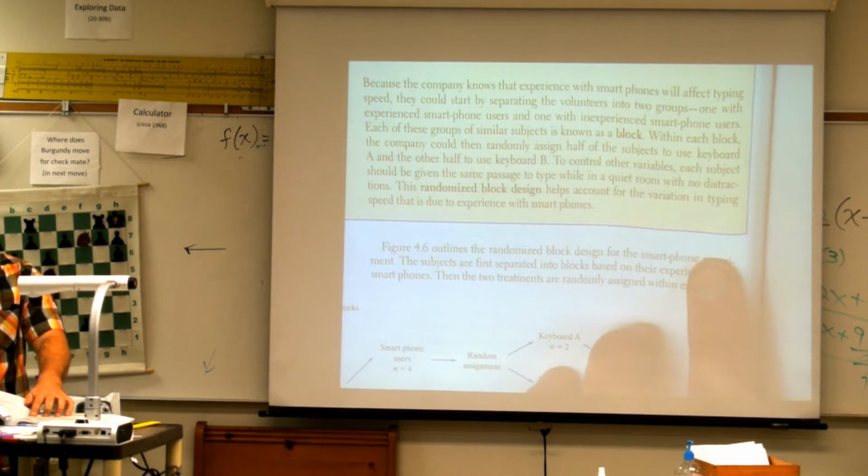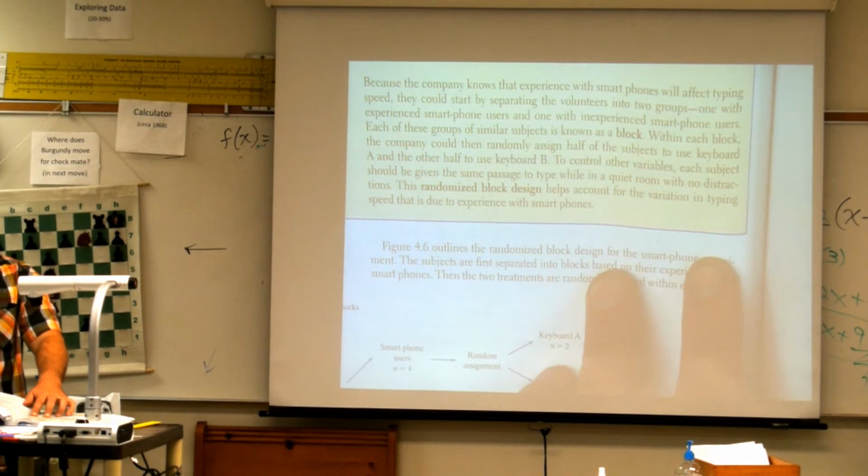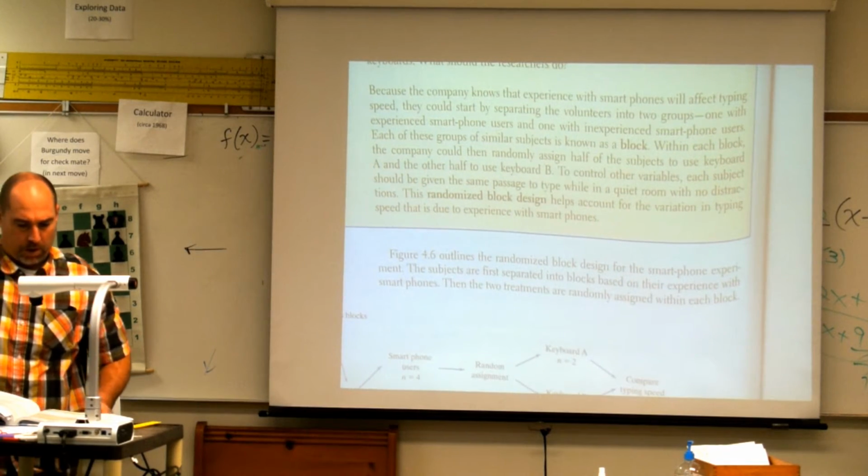Because the company knows that experience with smartphones will affect typing speed, they can start by separating the volunteers into 2 groups, one with experienced smartphone users and one with inexperienced smartphone users. Each of these groups of similar subjects is known as a block. Within each block, the company could then randomly assign half of the subjects to use keyboard A and the other half to use keyboard B. To control other variables, each subject should be given the same passage to type in a quiet room with no distractions. This randomized block design helps account for the variation in typing speed that is due to experience with smartphones.